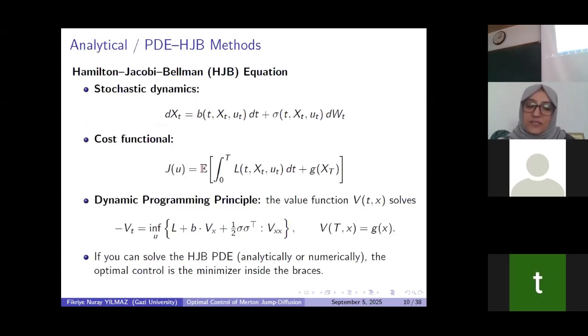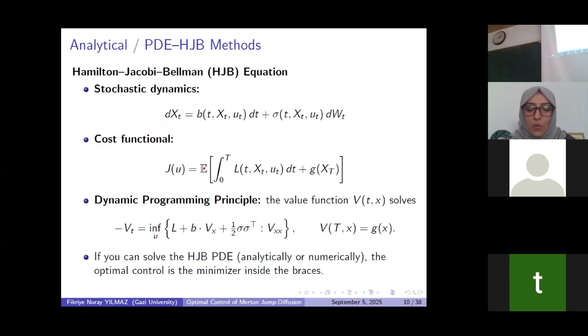To solve such a problem, I mean, in order to get a solution of a stochastic control problem, we may use the Hamilton-Jacobi-Bellman formula or dynamic programming. I mean, or we can use other techniques, but the most popular of them is called the Hamilton-Jacobi-Bellman equation.